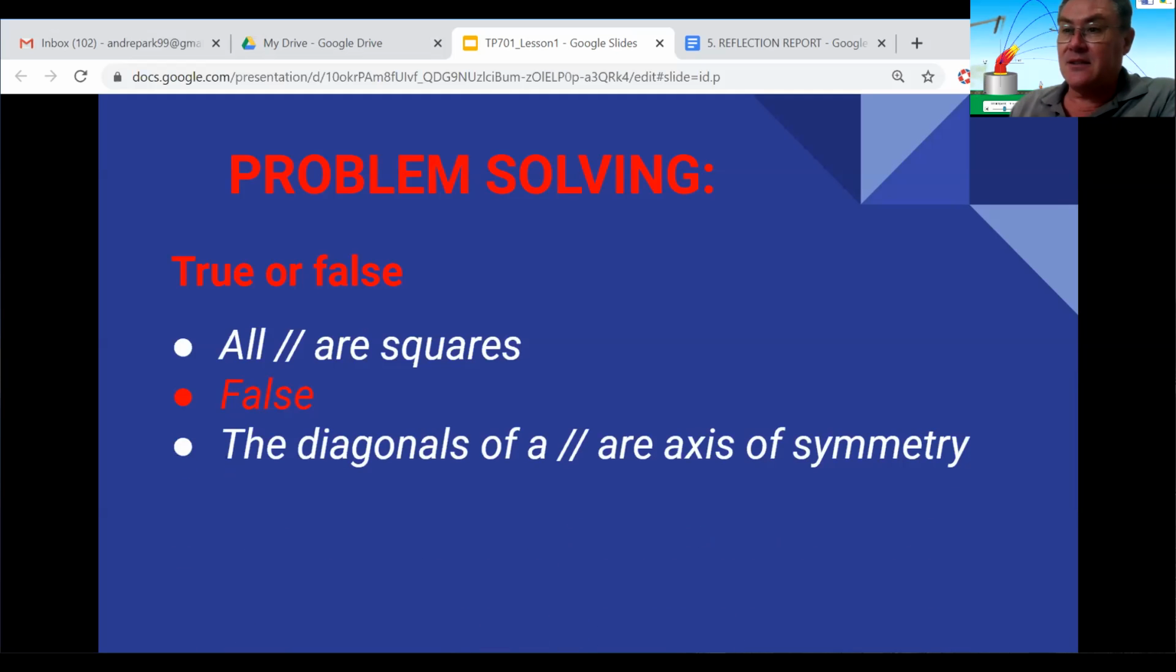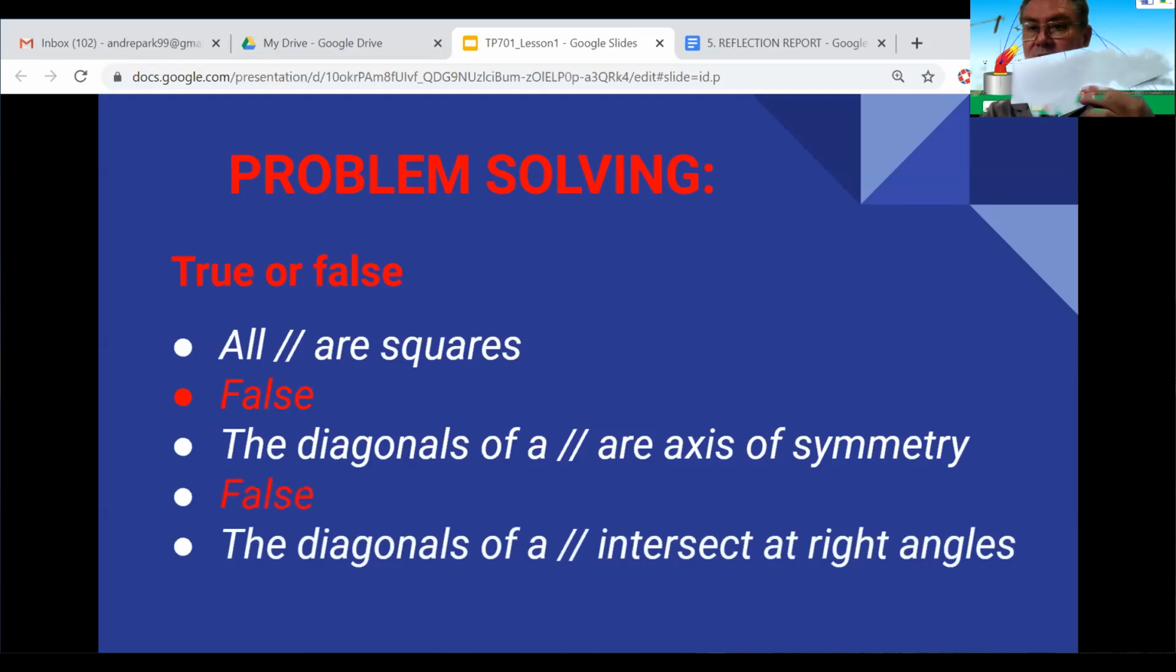Next one. Diagonals of a parallelogram are axes of symmetry. Easiest way to do that is grab your little parallelogram you made, look at the axis of symmetry, fold it over. Does it fold like this or does it fold on the sides? So this tells us it is, once again, false.